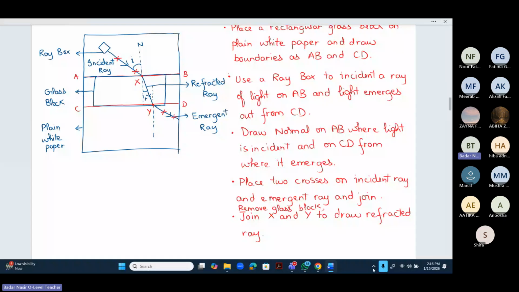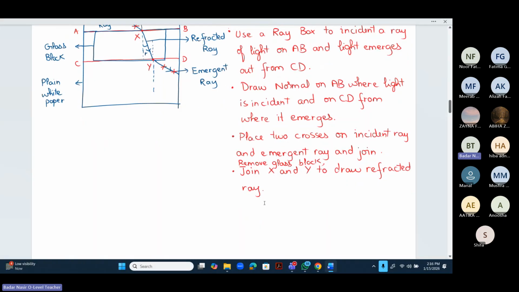ठीक है? So now what we are going to do next, measure i and r. I is what? I is the angle of incidence, and R is what? R is the angle of refraction. Okay?